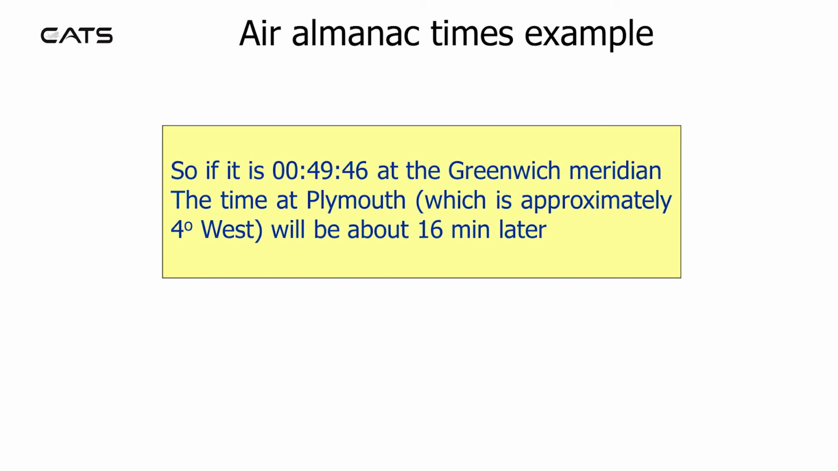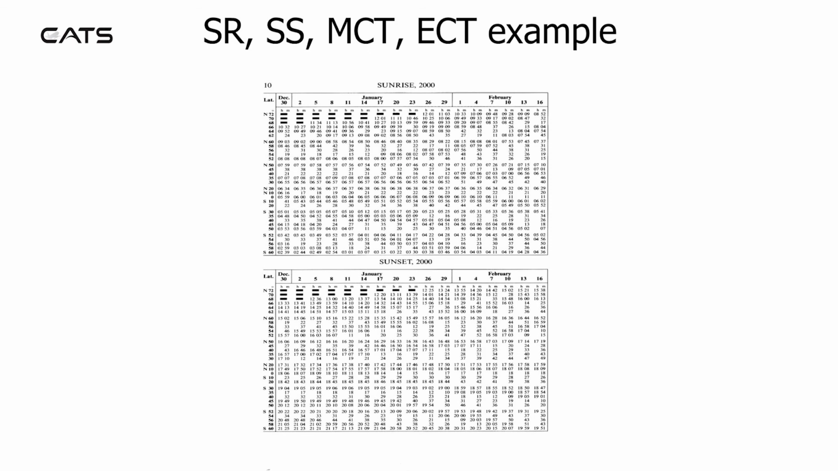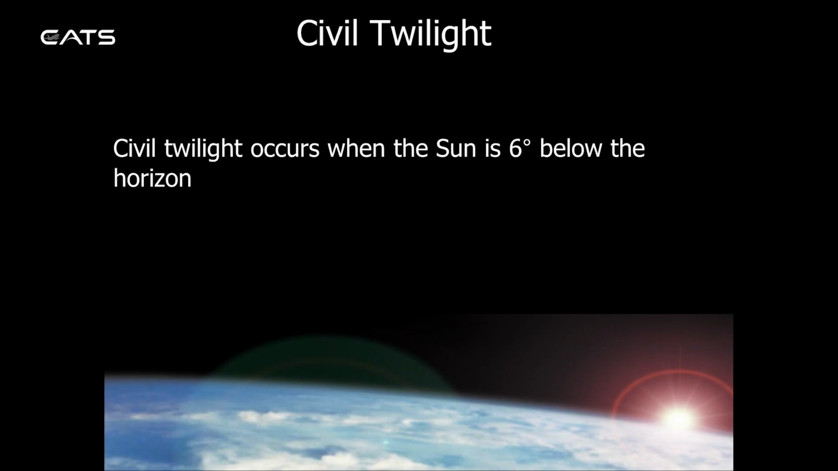Air Almanac example. So if it is 00:49:46 at the Greenwich meridian, the time at Plymouth, which is approximately 4 degrees west, will be about 16 minutes later. Sunrise, sunset, morning civil twilight, and evening civil twilight may be derived from the almanac. Civil twilight occurs when the sun is 6 degrees below the horizon.